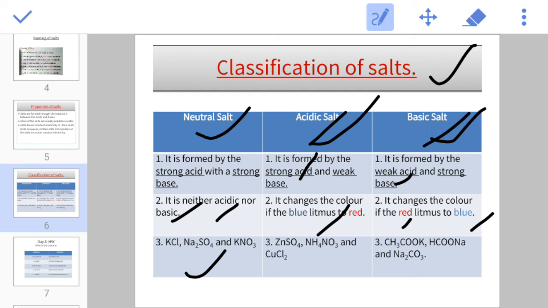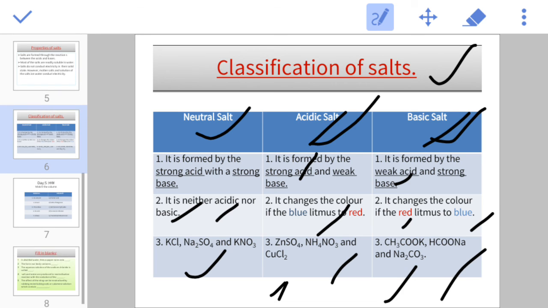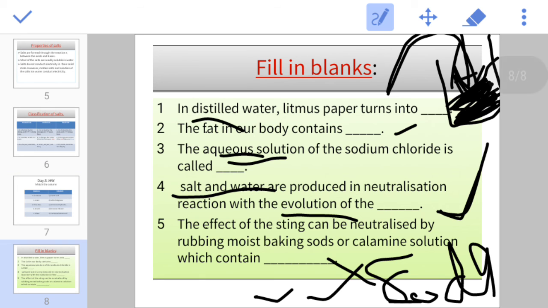In the acidic salt, examples of the acidic salt: zinc sulfate, ammonium nitrate, copper chloride. Examples of the basic salt: potassium acetate, sodium acetate and sodium carbonate. These are the examples, and everything is covered now.